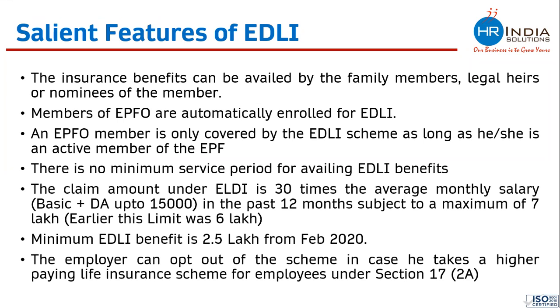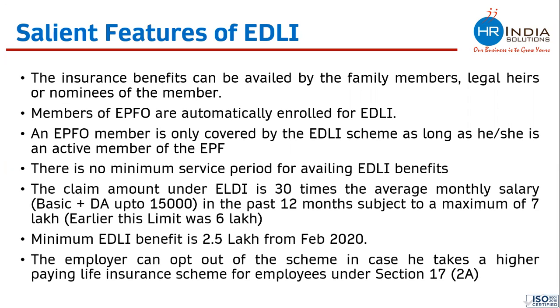The claim amount, what is the amount given in case of death? The claim amount under EDLI is 30 times the average monthly salary. Again, when we talk about monthly salary, we are taking basic and DA. 30 times of basic and DA in the past 12 months, subject to a maximum of 7 lakhs. 7 lakhs is the recent figure.